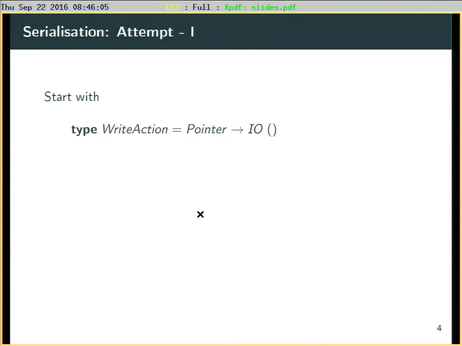Okay. So let me attempt this problem. Since we are talking about writing things to buffers, the natural place to start is functions from pointers to IO actions. So a write action is something which takes a pointer to a buffer and writes some bytes to that buffer, and since it has side effects, it is of this type. It has a natural monoid structure. W1 times W2 is, on input pointer, you apply W1 first and then apply W2.